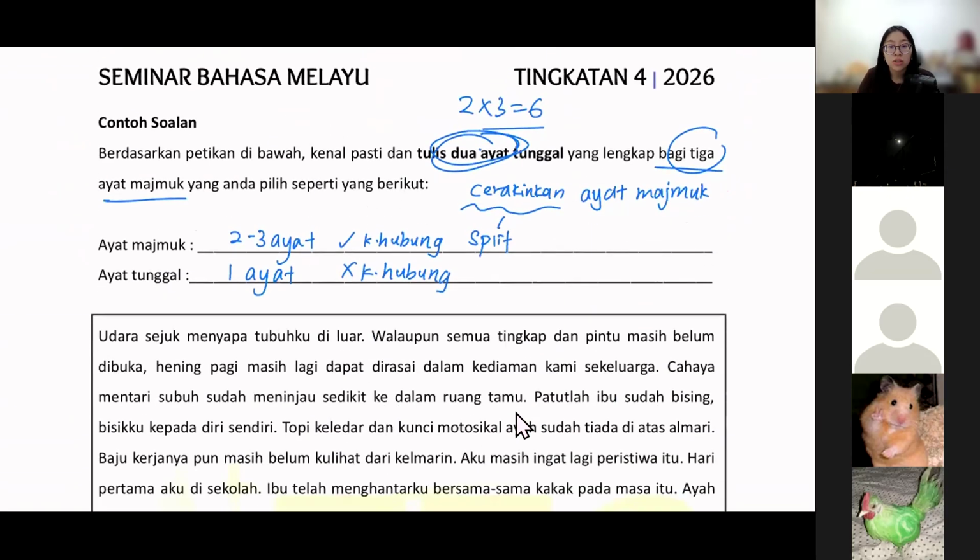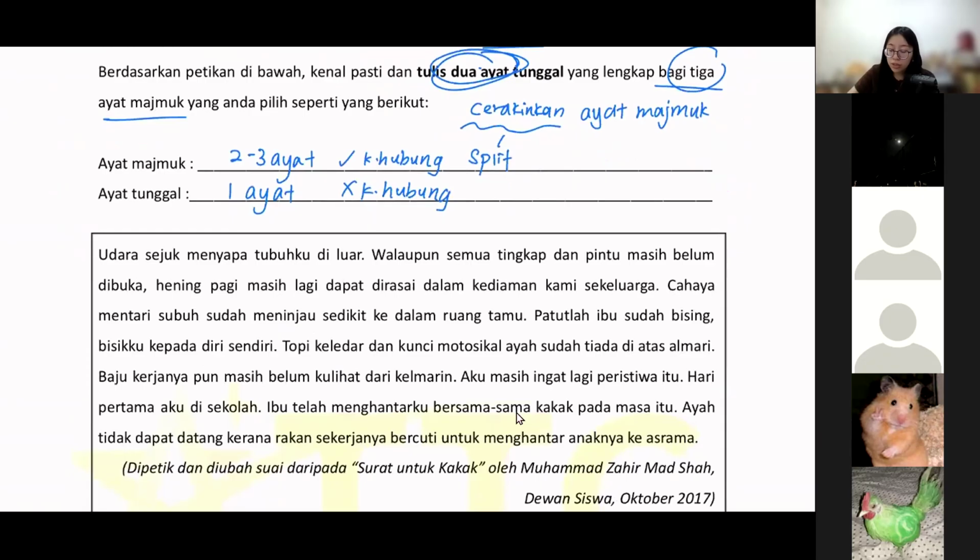Okay, now continue. So this one, they didn't underline for you. So for example, this one, I give you some hints. So this sentence, what is the kata hubung? Walaupun, yes, correct. So I take out walaupun, I take out a comma. Remember, comma is also your kata hubung. So become semua tingkap dan pintu masih belum dibuka. So this one will be your first sentence. Hening pagi, which is the morning, is very quiet. Okay, masih lagi dapat dirasai will be a second sentence. This one was quite easy.